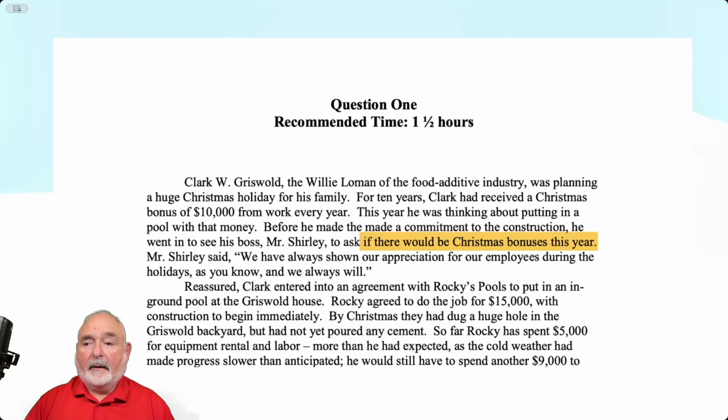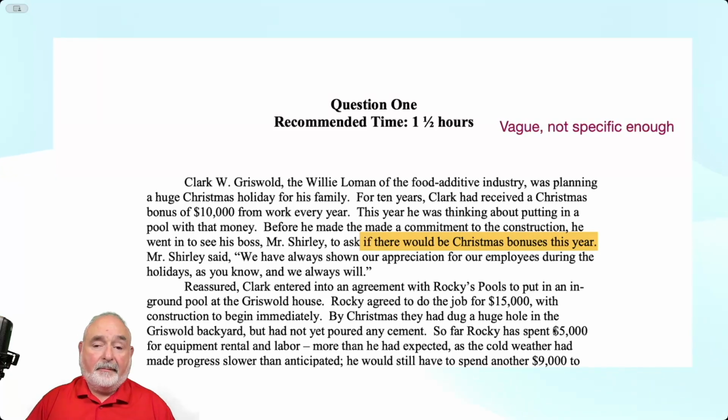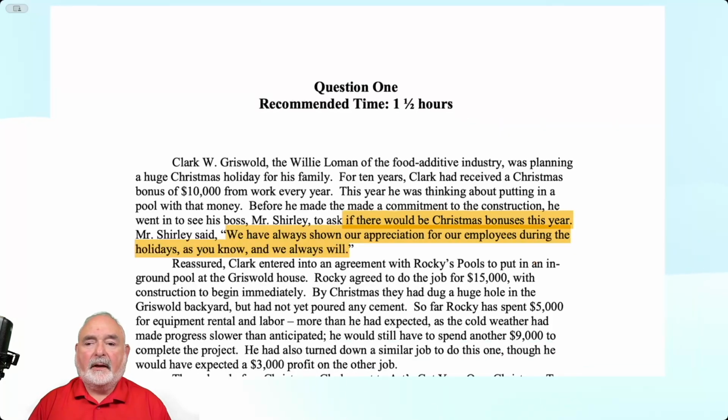So the things I look at here on this hypothetical are whether or not the question is actually specific enough to be of any use to Clark later on. I make a note that it's vague and I move on.